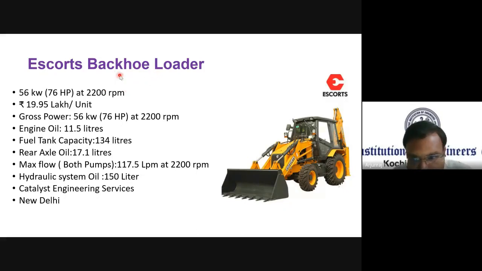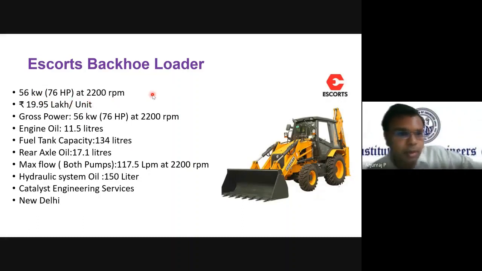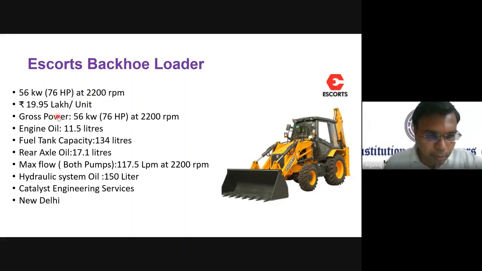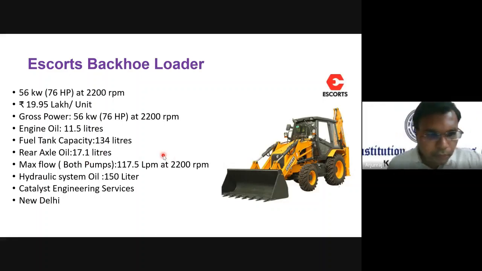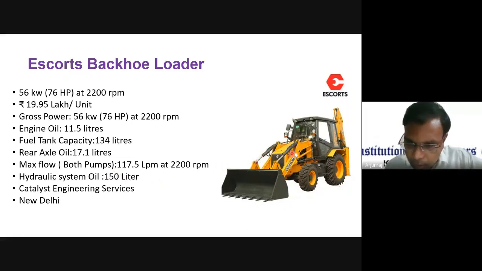They also manufacture this backhoe loader, and they come up with the same specification of 76 horsepower at 2200 RPM, and each costs 90.95 lakh per unit. Engine oil is going to have a capacity of 11.5, and the fuel tank capacity is going to be 134 liters, and the rear axle oil is 17.1 liters, and the max flow, you have the two pumps, which means you have the hydraulic operator one for the back and another one for the front.